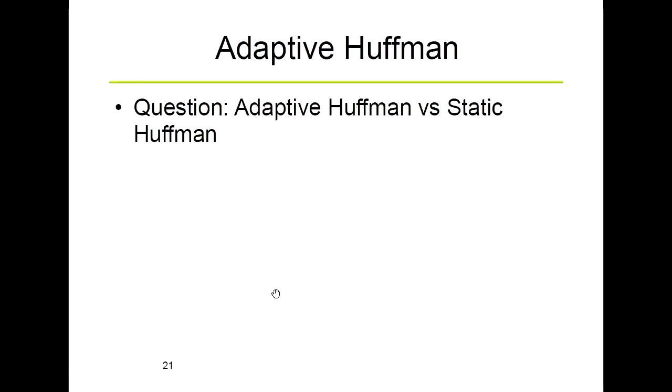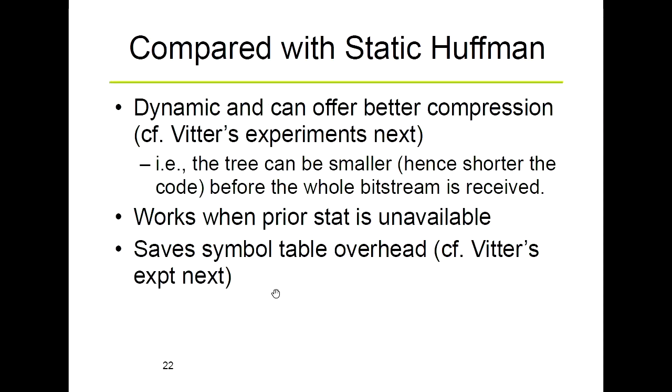Great, great, good, very good. So compared to the static case, the adaptive Huffman is dynamic and can actually offer a better compression ratio. You are right in the sense that if your distribution varies, the static case, as you already mentioned, is only taking care of the overall statistics.